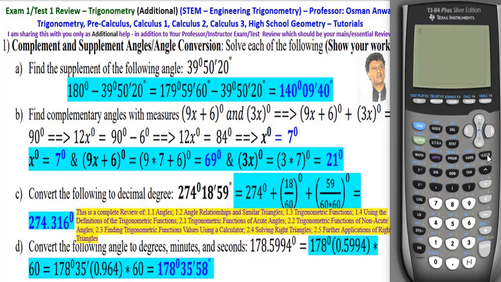That's clear. For D, to convert to degree, minute, second, first just type it as it is, 178.5994. Then go to second angle, then call DMS. DMS means degree, minute, second. Hit enter, and here it is, 178 degrees 35 minutes and 58 seconds.